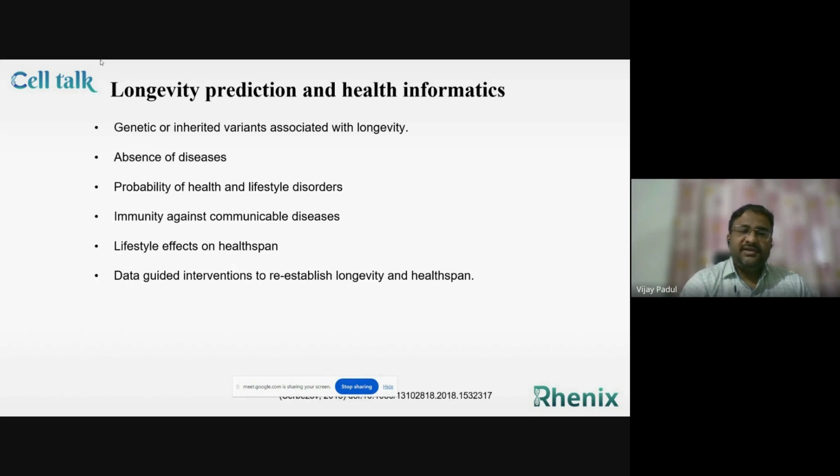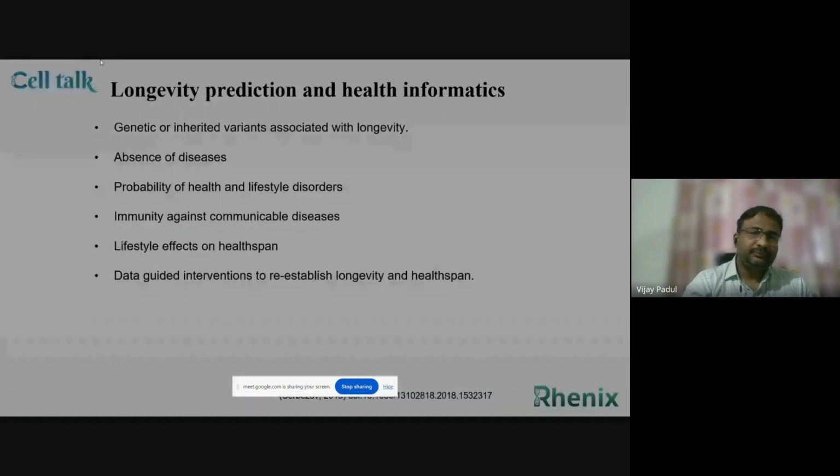Then data-guided interventions to reestablish longevity and health span. If some changes to the lifestyle are suggested based on the medical records, then whether it is possible to reestablish the longevity of the individual. These kinds of interventions can also be suggested if good data and more granular data of that particular patient is available.